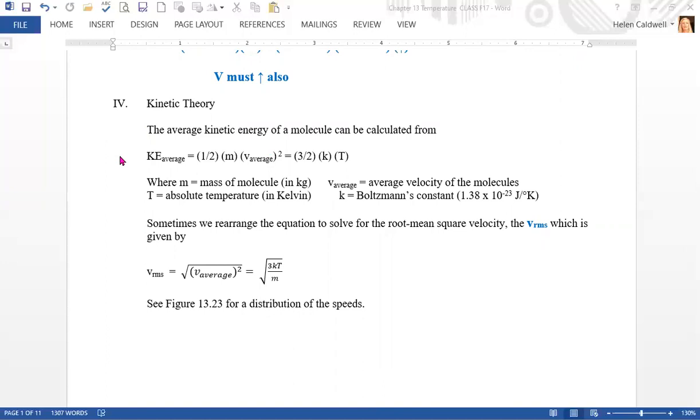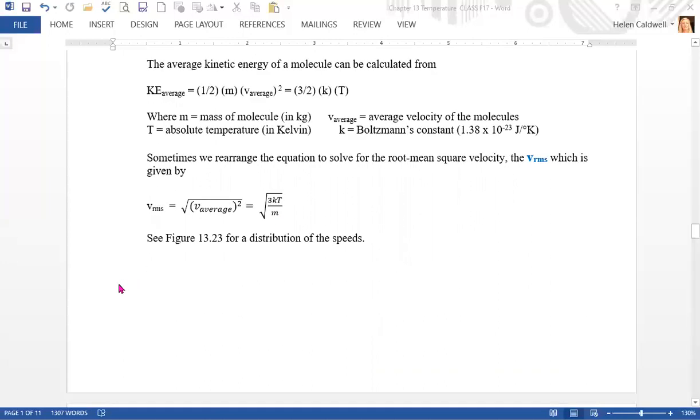Sometimes you can take the equation and rearrange it and solve for the root mean square velocity. So that's abbreviated little v and then a subscript RMS. And so we have an equation that has a square root sign in it.